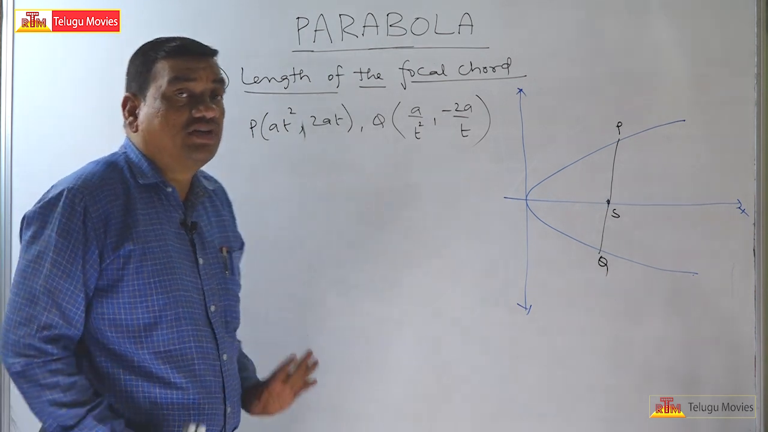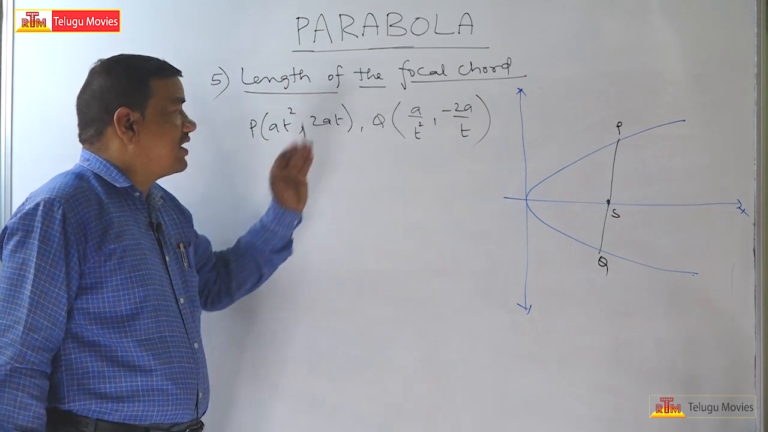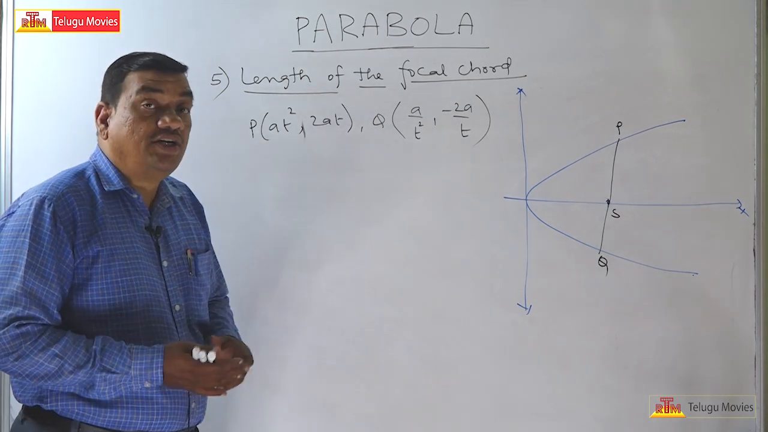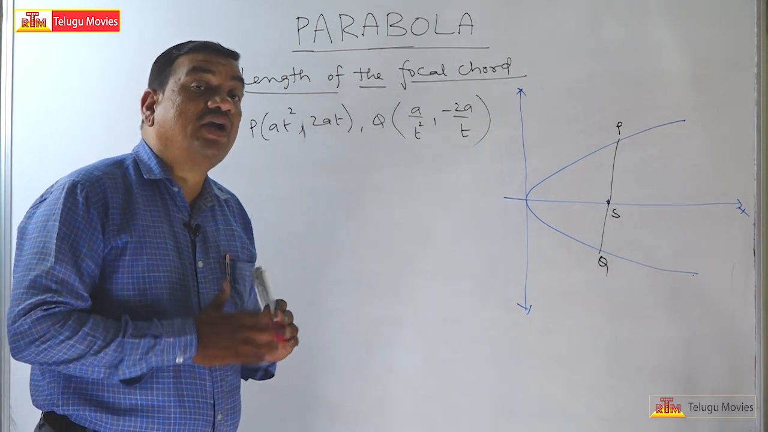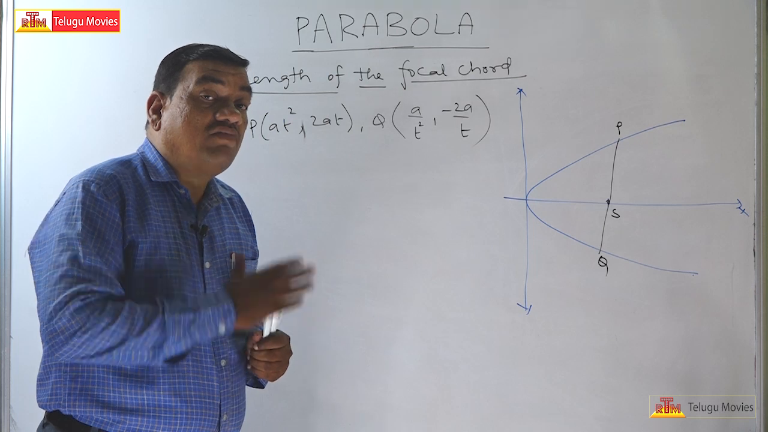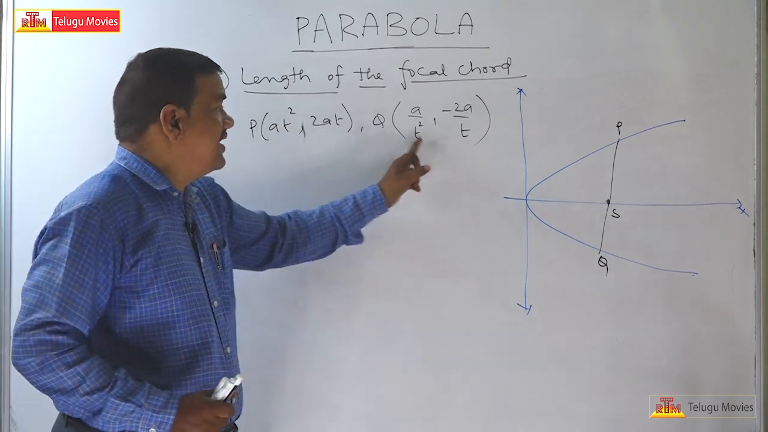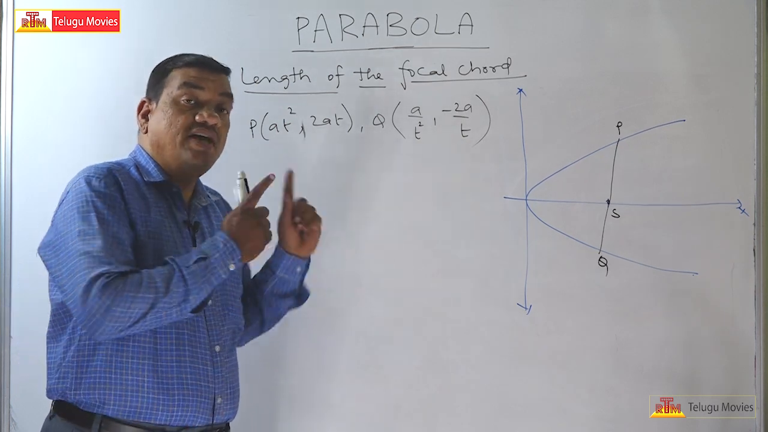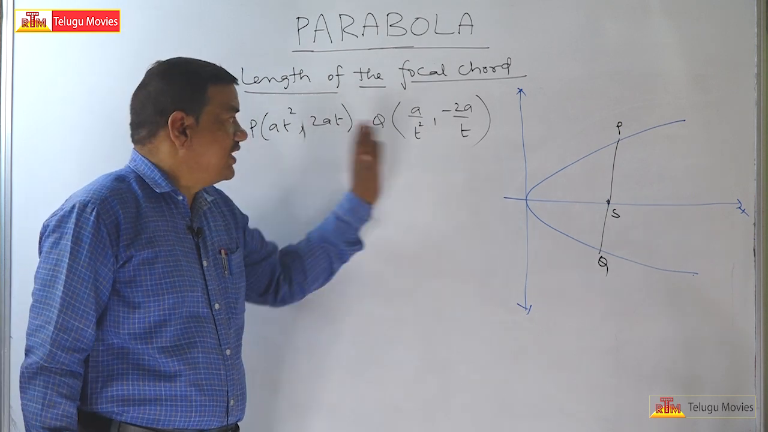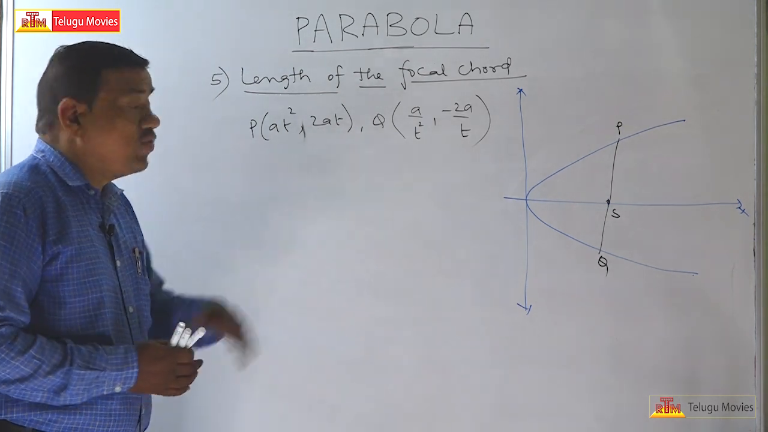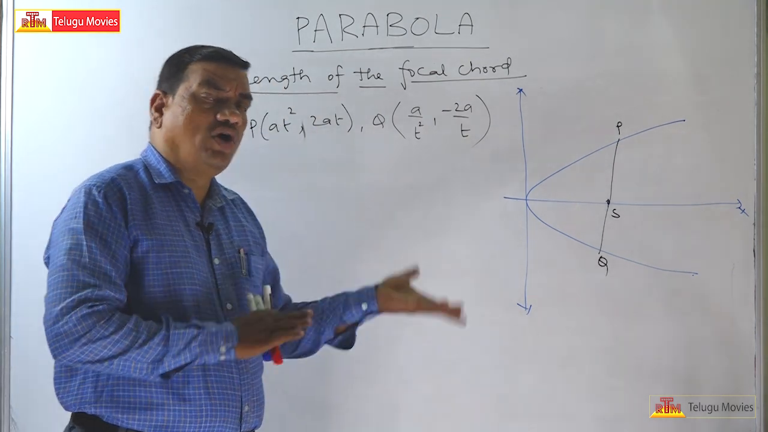So from here onwards, if it is a focal chord, don't take P as (at1 square, 2at1) and Q as (at2 square, 2at2). Don't take that. Why? Because already we have a relation that is t1 into t2 is equal to minus 1. So here there is only one parameter, that is t. If you take t1 and t2, there will be two parameters. Don't take like that. If it is a focal chord only, then only this applies. If it is a general chord, you have to take t1, t2.